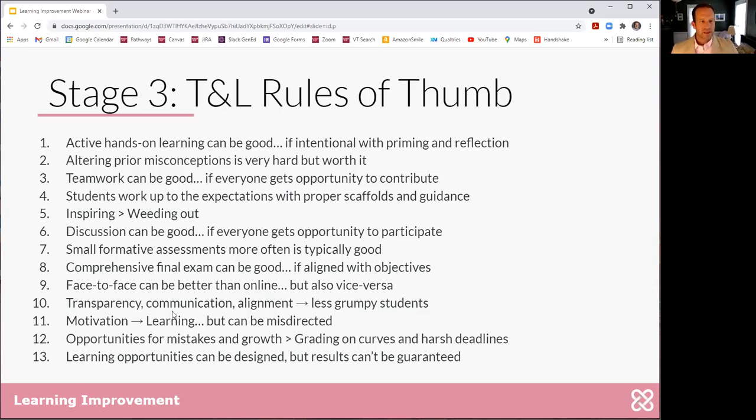But the idea of, as you see, number 10, transparency, communication, alignment leads to less grumpy students. I believe that came up in the chat, thinking about that's what's so important. And that last one, so learning opportunities can be designed, but it's not guaranteed. So all we can do is the best we can with what we have and what we know and what the data tells us, and try to make improvements from there. So you'll get these. I apologize for moving quickly, but you will have these afterwards.